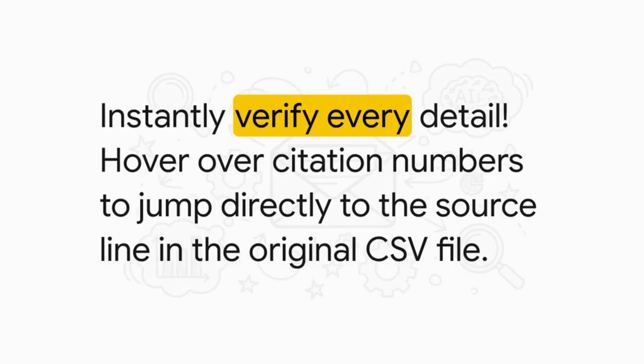How do you know you can trust it? I mean, how can you be sure the AI got it right? See those little numbers, the citations? In NotebookLM, if you hover over any of those, it instantly jumps you right back to the original email data. So you can verify every single point, which gives you total confidence in the summary.